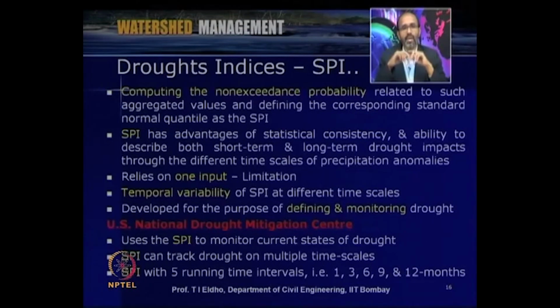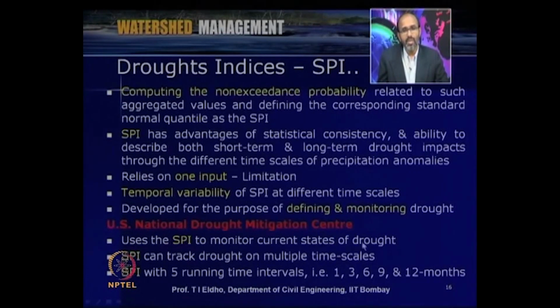This is one of the most commonly used drought analysis techniques, since it is much simpler, easy to understand and easy to derive for a particular area. For example, the US National Drought Mitigation Center uses this SPI to monitor the current states of droughts, and SPI can track drought on multiple time scales, with running time intervals like 1 month, 3 months, 6 months or 9 and 12 months.